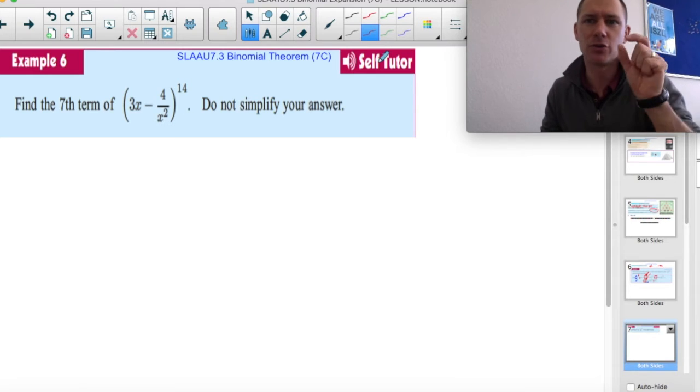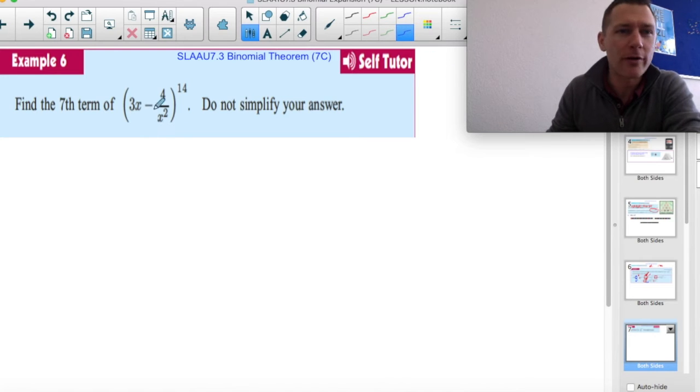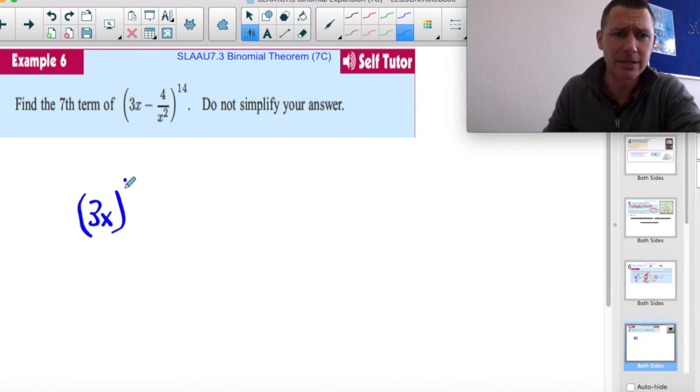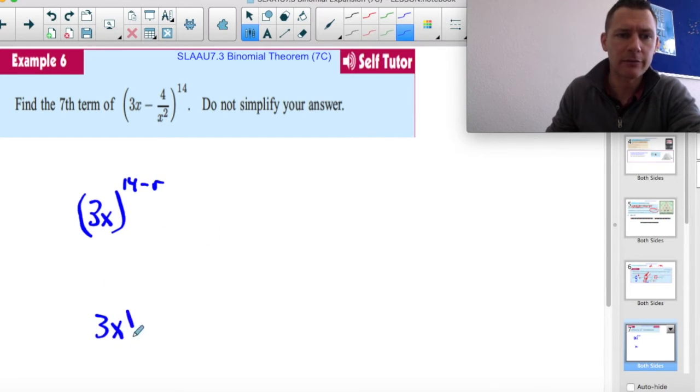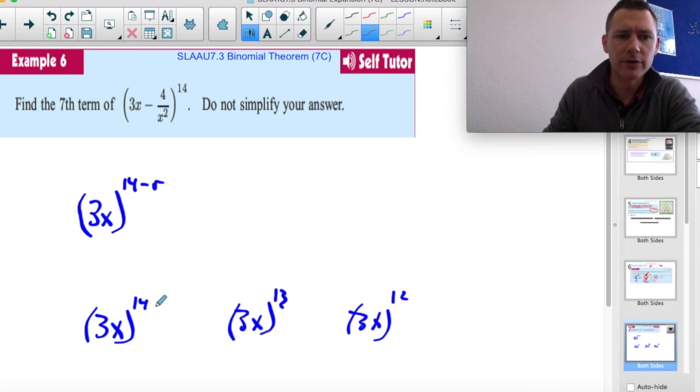So let's do something more acute, but intriguing. I know that whatever each term is going to look like is going to have a 3x in it. And the first one in the lineup is going to start with 14, and then it's going to drop by 1 each time. So I'm going to get a 3x to the 14. I'll tell you about that r in a second. And then I'm going to get a 3x to the 13, and then a 3x to the 12, and so on, right? What we're doing is starting with 14 and then decreasing by r each time.